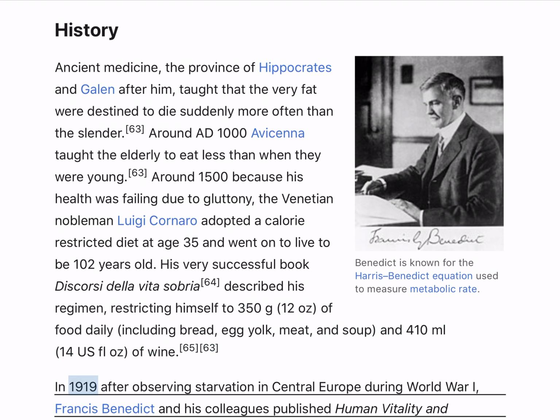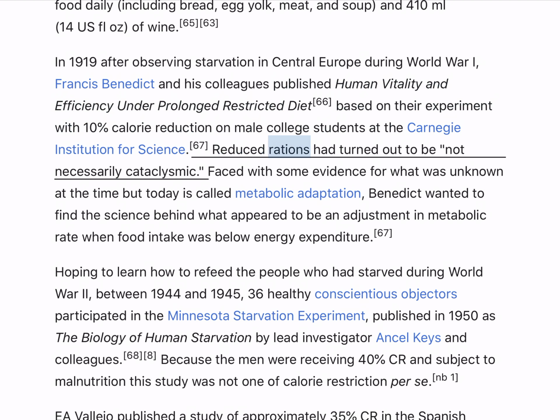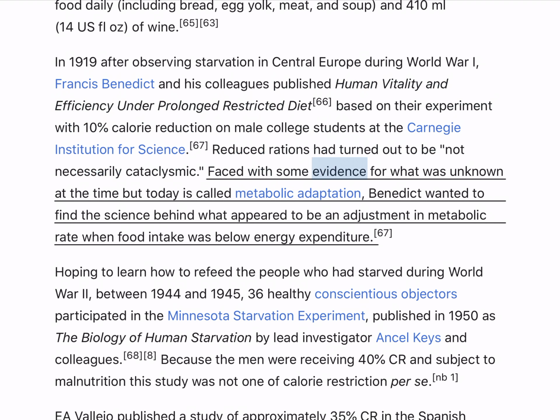In 1919, after observing starvation in Central Europe during World War I, Francis Benedict and his colleagues published Human Vitality and Efficiency Under Prolonged Restricted Diet. Based on their experiment with 10% calorie reduction on male college students at the Carnegie Institution for Science, reduced rations had turned out to be not necessarily cataclysmic, faced with some evidence for what was unknown at the time but today is called metabolic adaptation.